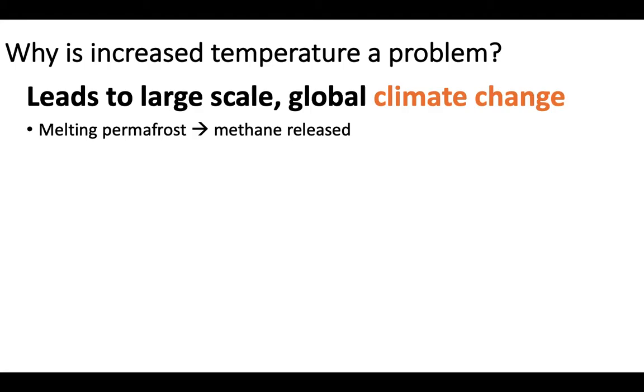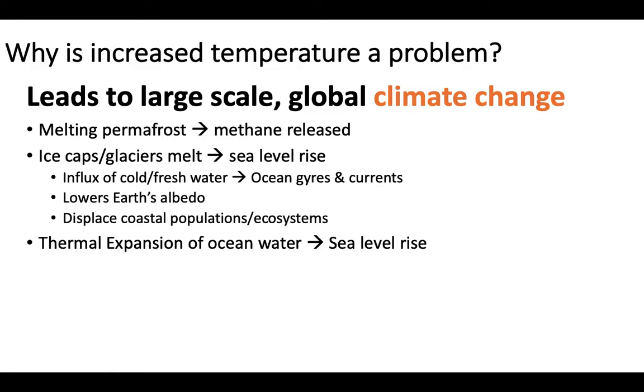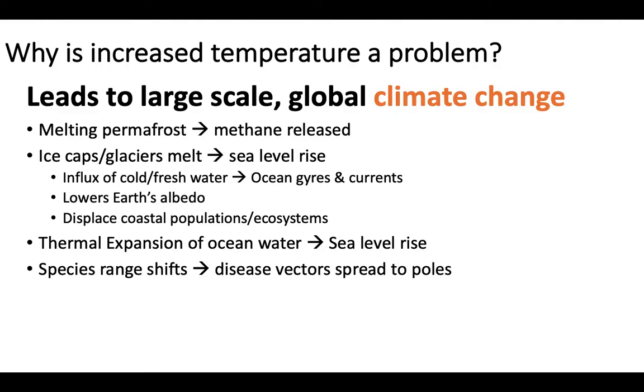We're going to see the melting of permafrost, which can release methane. The ice caps and glaciers will melt, which will contribute to sea level rise. The influx of cold and fresh water from those melting glaciers could change the ocean currents. The melting of those glaciers is going to lower the Earth's albedo, or its reflective capability, and the sea level rise that results can displace coastal populations and destroy ecosystems. We're also going to see, as it gets warmer, that the water is going to expand in size, which will contribute to sea level rise.